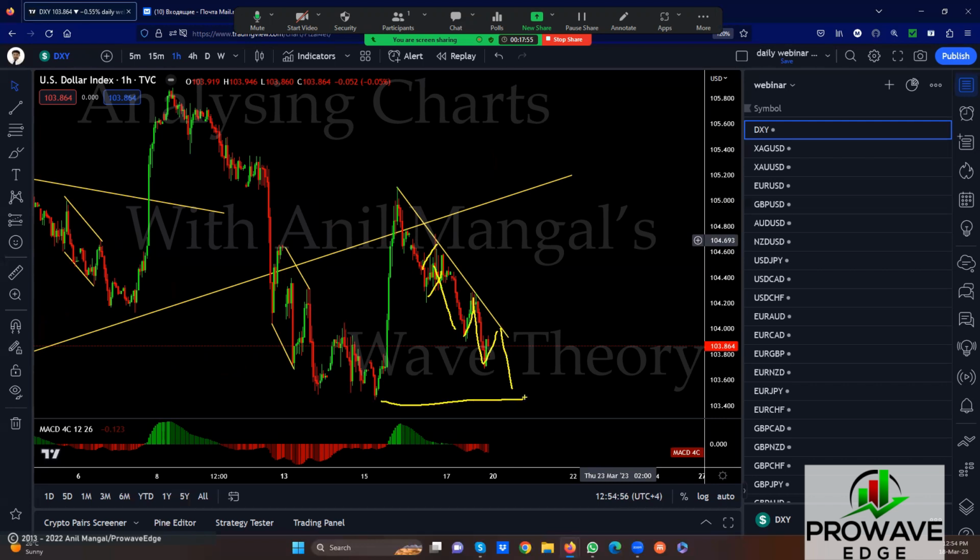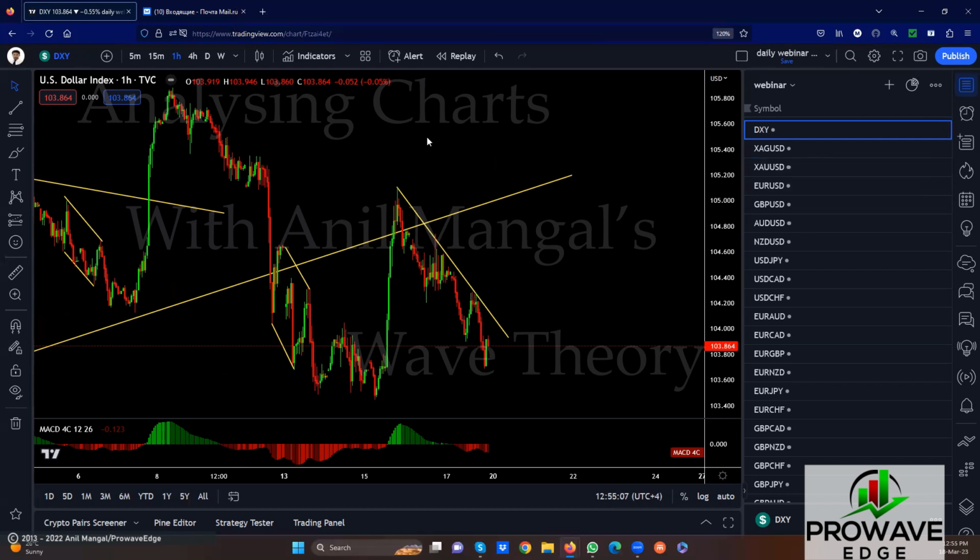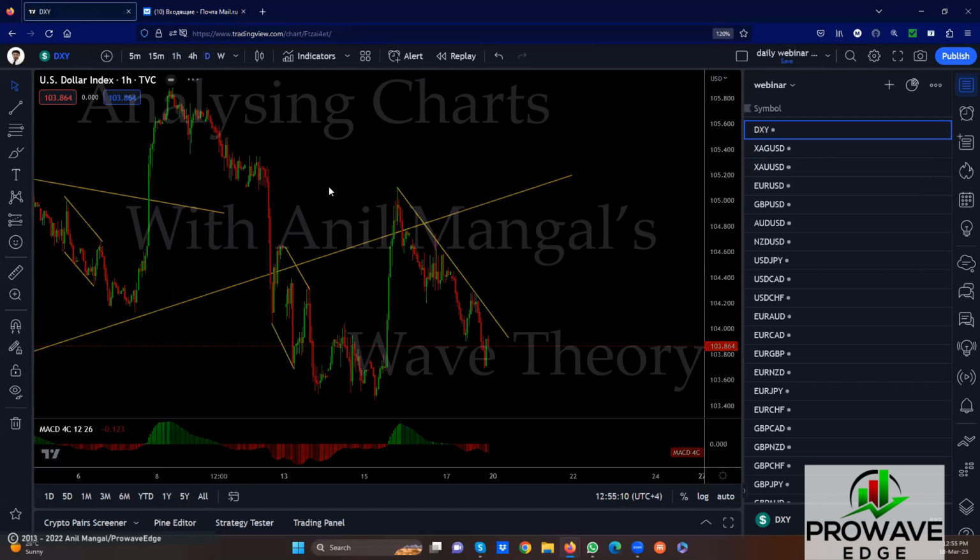It could come back to this low again. I'm going to tell you what it's going to do when it gets there. So let's go. Dollar index. The first thing you want to do is you want to go back.